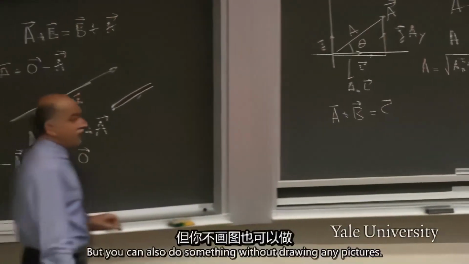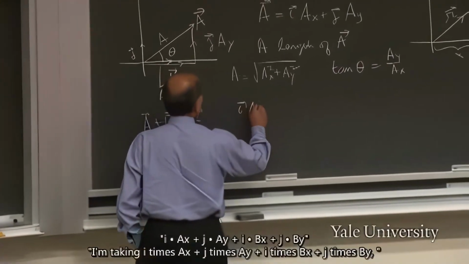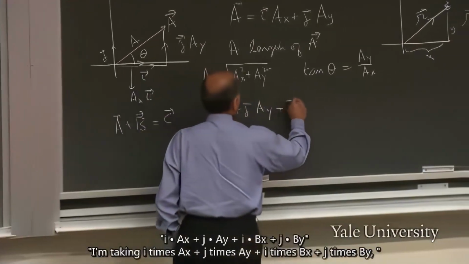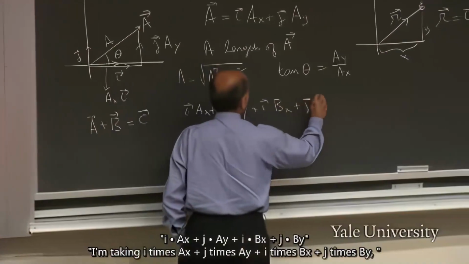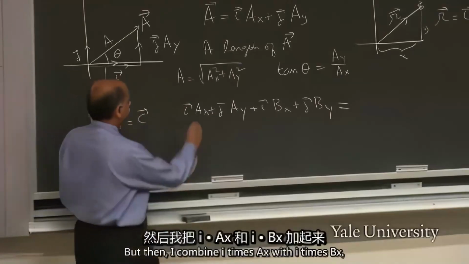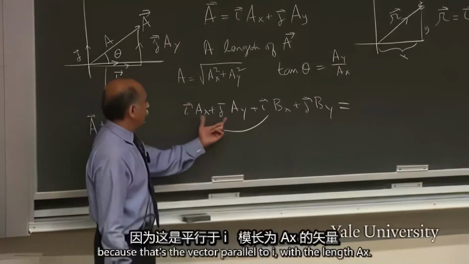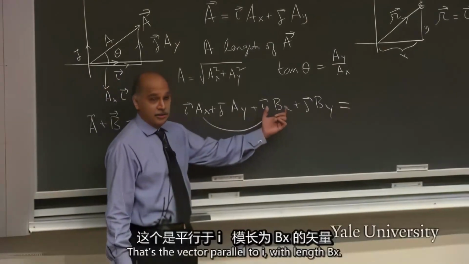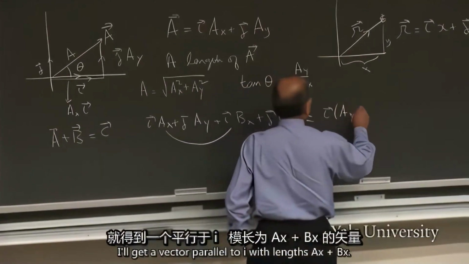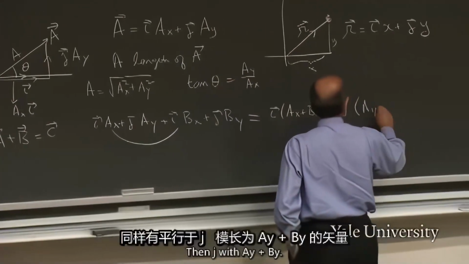But you can also do something without drawing any pictures. That would come by saying I'm taking i times Ax plus j times Ay plus i times Bx plus j times By, and I'm trying to add all these guys. But then I combine i times Ax with i times Bx, because that's a vector parallel to i with length Ax. That's a vector parallel to i with length Bx. It's clear if I add them, I'll get a vector parallel to i with length Ax plus Bx. Then j equal Ay plus By.